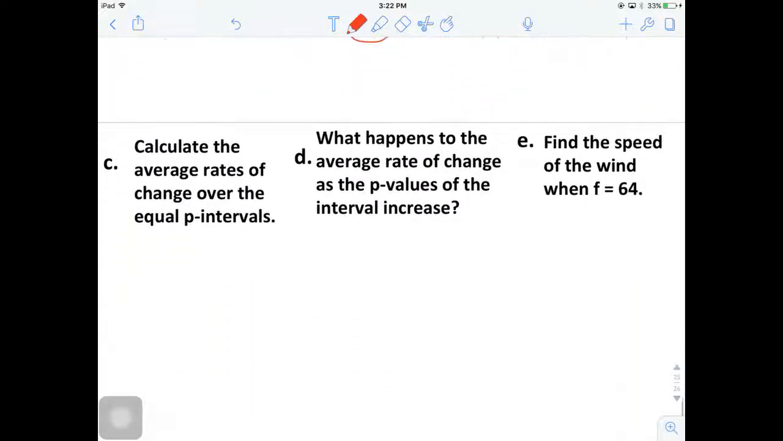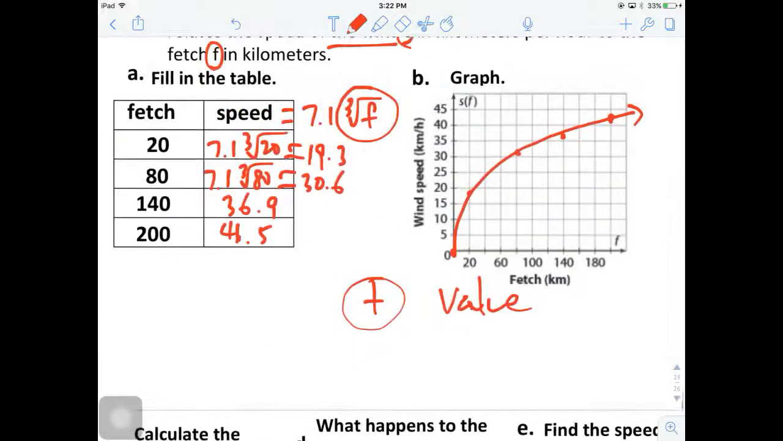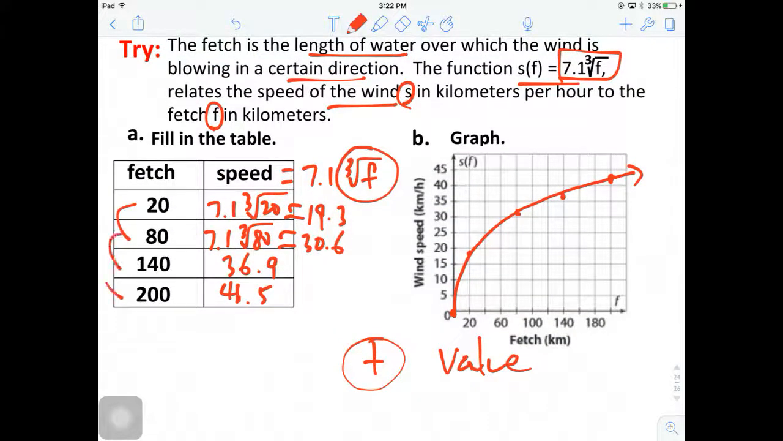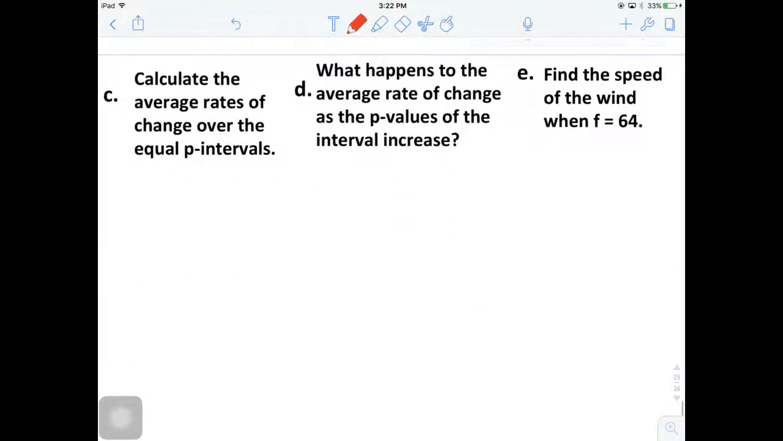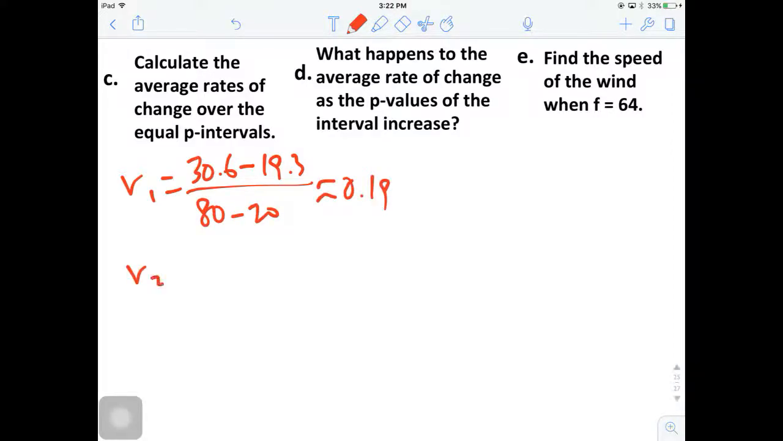And let's answer the next question. Again, calculate the average rate of change. So again, we have three intervals here, 1, 2, 3, that we're going to be calculating. So let's go ahead and show the work for R1. It's 30.6 minus 19.3 over 60, which is actually 80 minus 20. That's how you get 60. And you get 0.19.